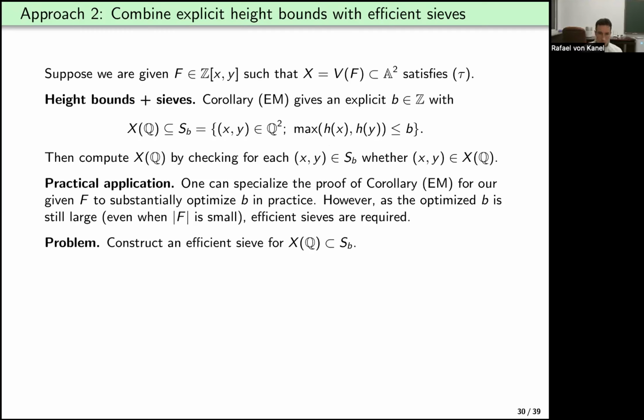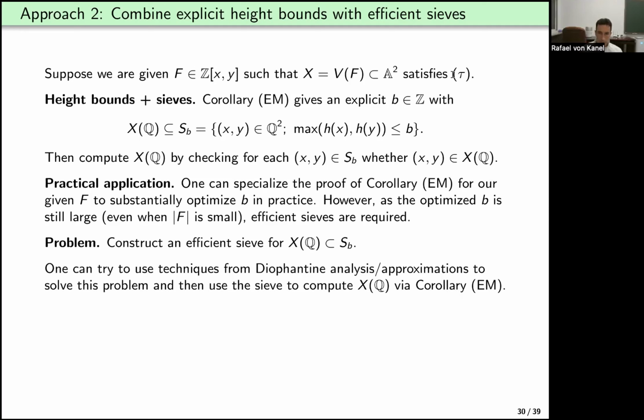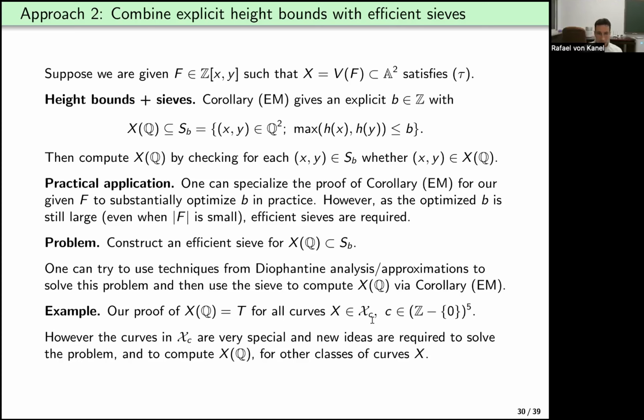This gives us another problem: to construct an efficient sieve for X(Q) inside S_B for these curves which satisfy tau. One approach is to use techniques from Diophantine analysis or approximations to solve this problem, and then use the sieve combined with the height bounds here. A naive example of this type is the computation I mentioned earlier, that X(Q) is T in this family X(c). However, these curves are very special, and new ideas are required to solve this algorithmic problem for other classes of curves.